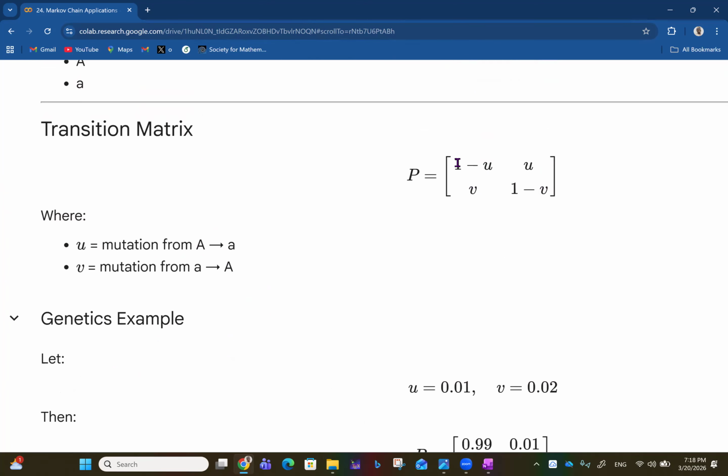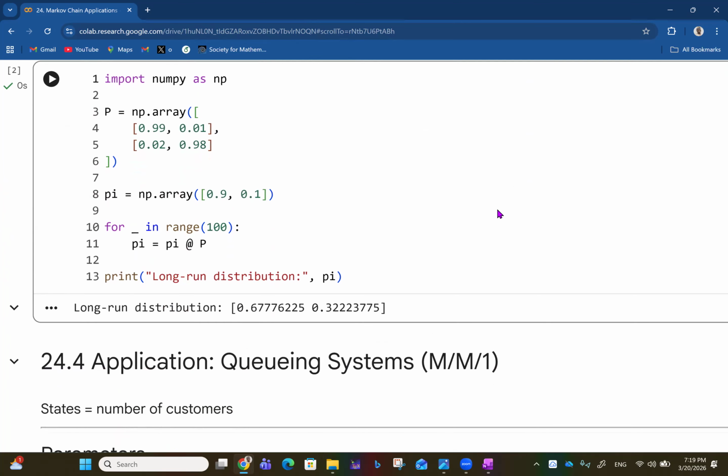So this is u right here. So it means that there's likely more mutation from big A to small a than from small a to big A, based on the results we have here.